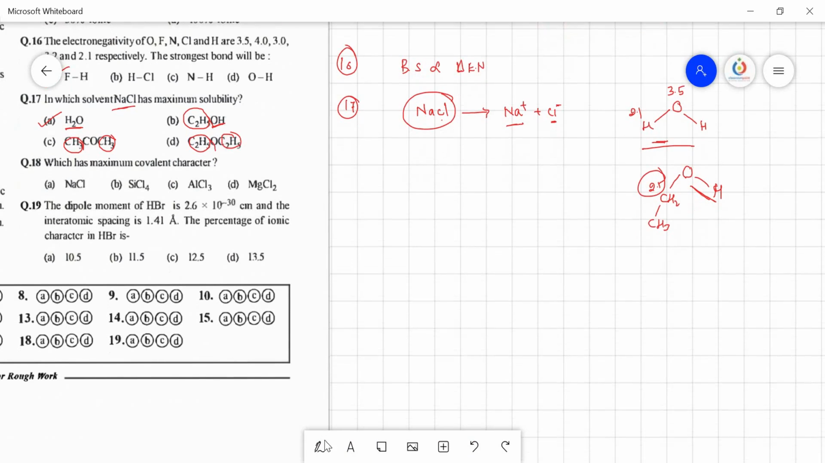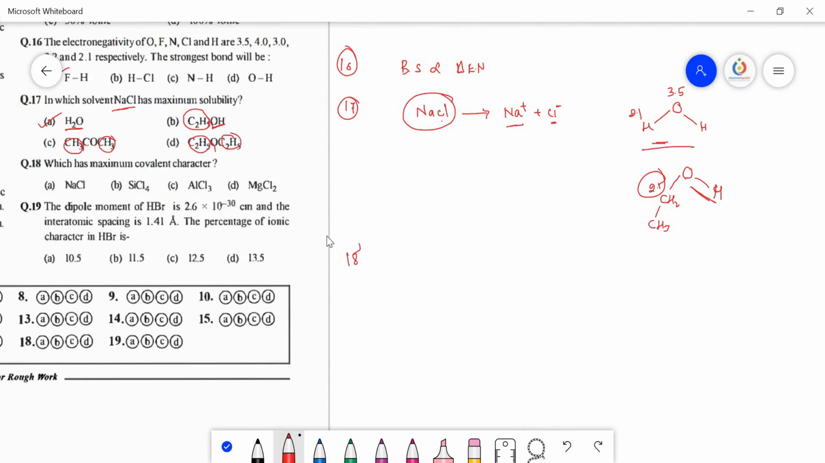Now let us see the next one. Question number 18. Which has maximum covalent character? We have already discussed a similar question. Here NaCl, SiCl4, AlCl3, MgCl2. All these four compounds have chloride as the anion, so forget about the chloride. Now consider the remaining part, that is the cation. Here Na plus is there, Si plus 4, aluminum plus 3, and magnesium plus 2. The higher the positive charge on the cation, the more the covalent nature. So option B is correct.